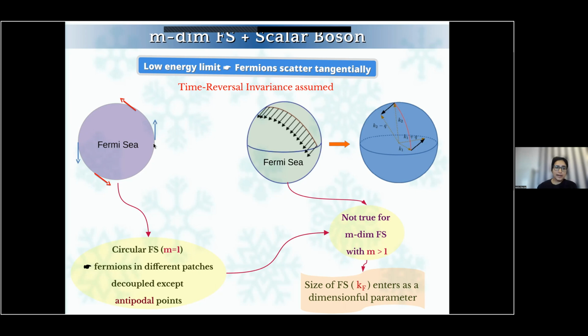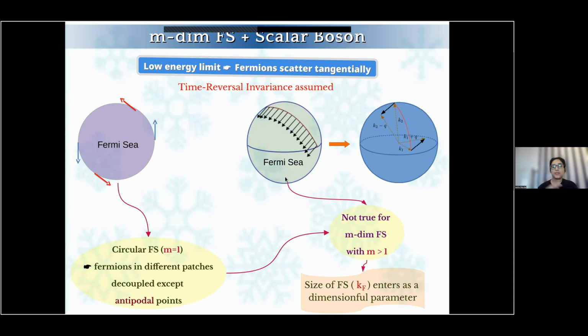Now, if we consider the blue fermions, then they do not interact with the red fermions, because if they want to interact with the red fermions, this condition that fermions should scatter tangentially cannot be satisfied. So this leads us to the conclusion that for this 2D system, fermions in different patches are decoupled except at the antipodal points where the momenta, or the tangential momenta, are parallel. But this argument will not hold if we move to higher dimensions.